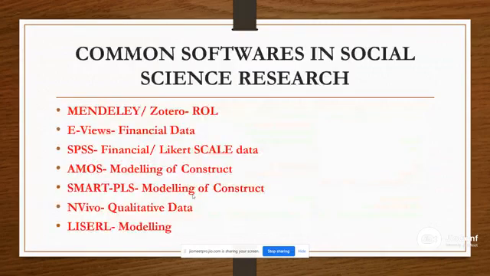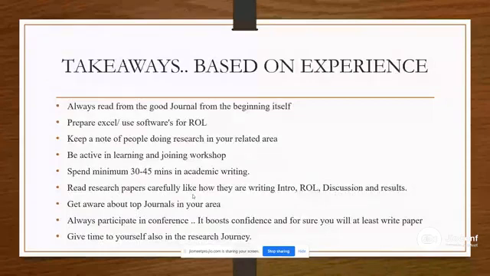So these are the common softwares which are available in the social science research: Mendeley, eViews, SPSS, AMOS, Smart PLS, NVivo, Lisrel. ये सारे softwares हैं जो available हैं. And so whatever we have discussed till now, please read from the good journals, prepare, or use softwares for your ROL. Keep a note of what people are doing in your research area.